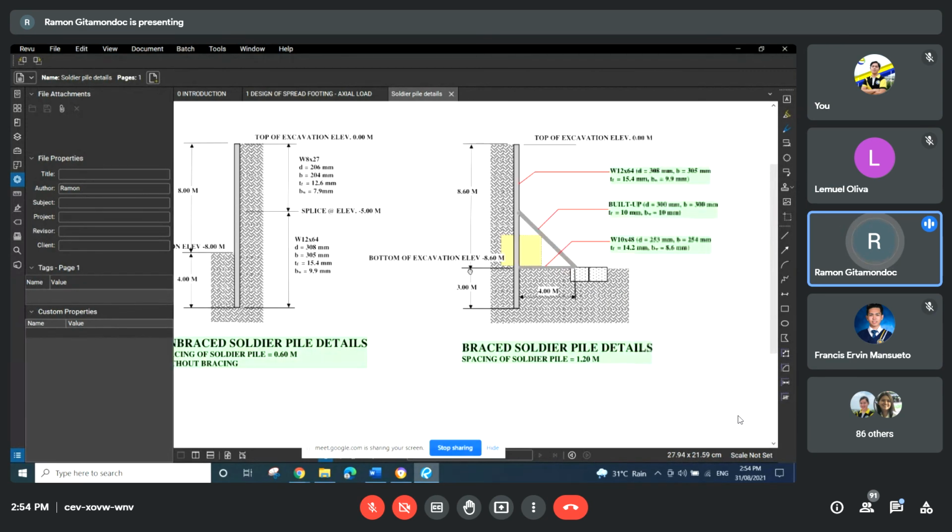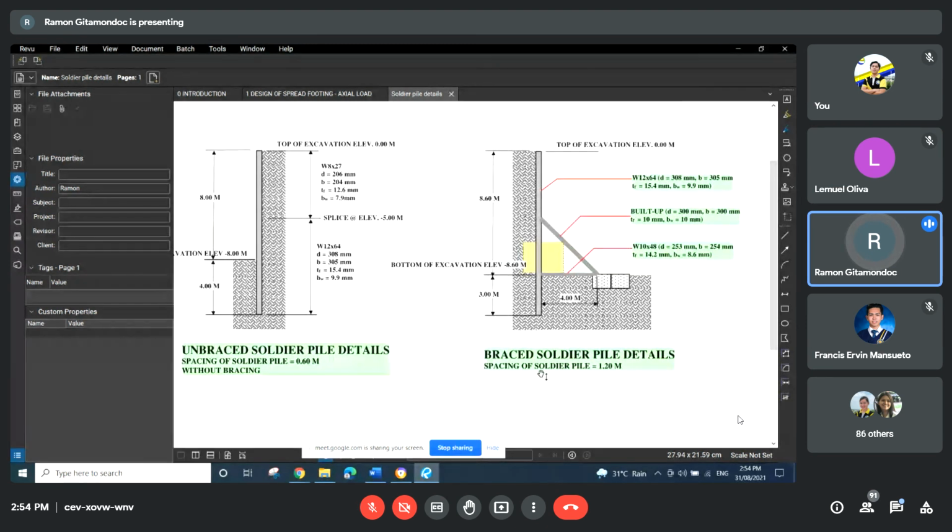Now, the second option is the use of braced soldier pile. So this is our diagonal bracing, and that bracing pushes against an anchor block. It is a reinforced concrete block.